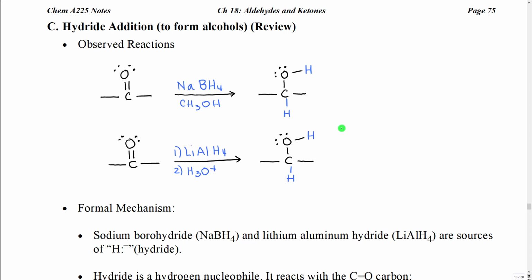Okay, so hydride addition. This is a review reaction from our chapter on alcohols. I'm going to go fairly quickly, but I do want to touch base on this. We have two observed reactions. We start with a ketone or aldehyde. We can either use this substance, sodium borohydride, NaBH4. We generally use that in pure methanol. At the end of the reaction, we've added a hydrogen to the carbonyl carbon. We've also added a hydrogen to the oxygen.